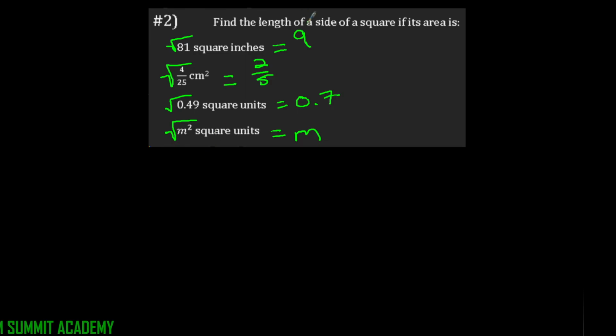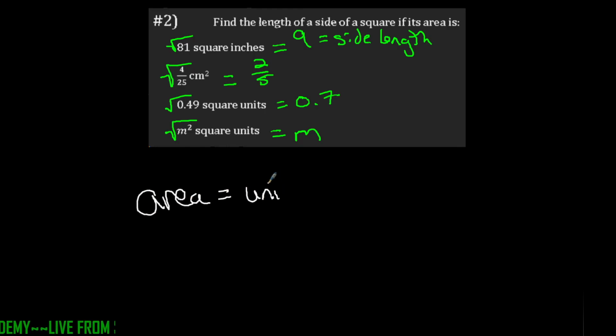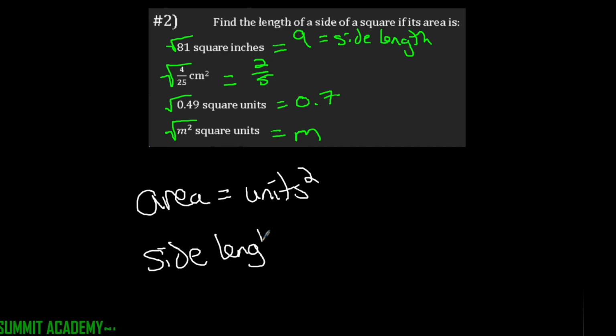So make sure you're saying, again, the side length. So again, these are side lengths. So just remember that when you're talking about the area, that's the units squared. Side length is just the units.